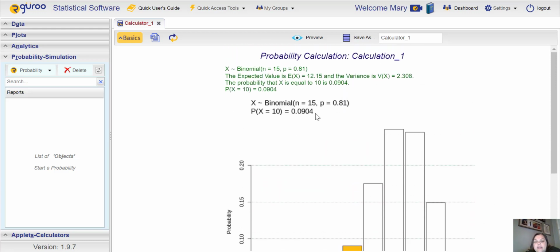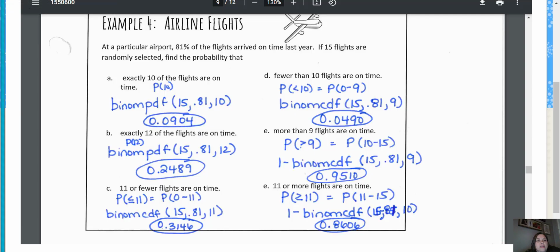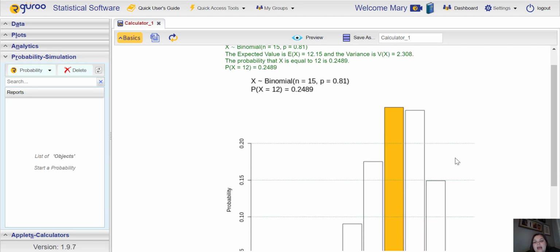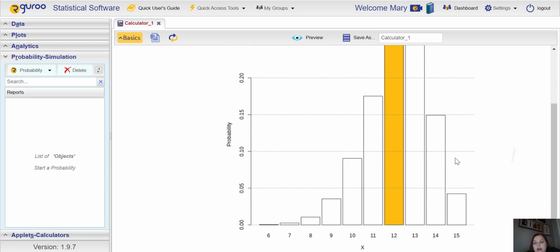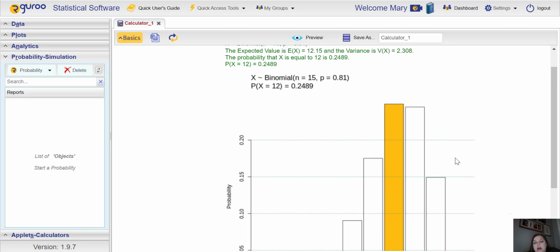Okay, you can also see that it's listed here as well. It's actually listed in several places as you're going down. So I'm going to go back to basics. When I do the next problem, let's see what the next problem says. What's the probability of exactly 12? Well, that's going to be equal to 12, so I'm just going to change the number and hit the preview button. The probability this time is 0.2489. And you can see that is what is shaded here, the probability of 12 successes.